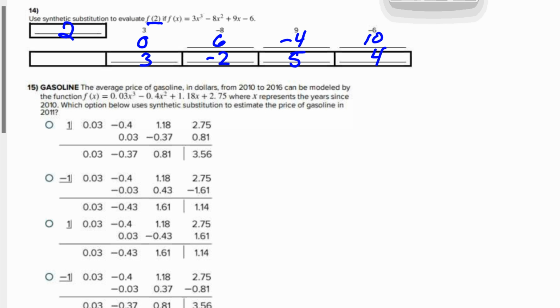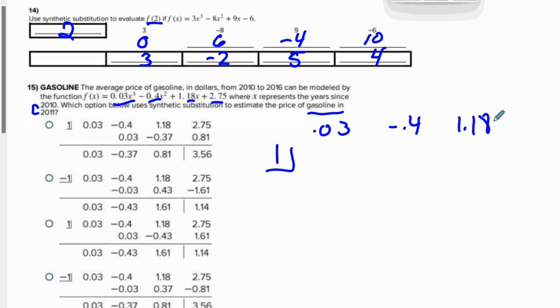So the next one I'm also going to do synthetic division. Here's my polynomial, where x represents a year since 2010, and we want to find which option below uses synthetic substitution to estimate the price of gasoline in 2011. Well, the difference between 2010 and 2011 is 1 year, right? So my x is going to be 1 that I'm going to plug in, and my coefficients are 0.03, -0.4, 1.18, and 2.75.